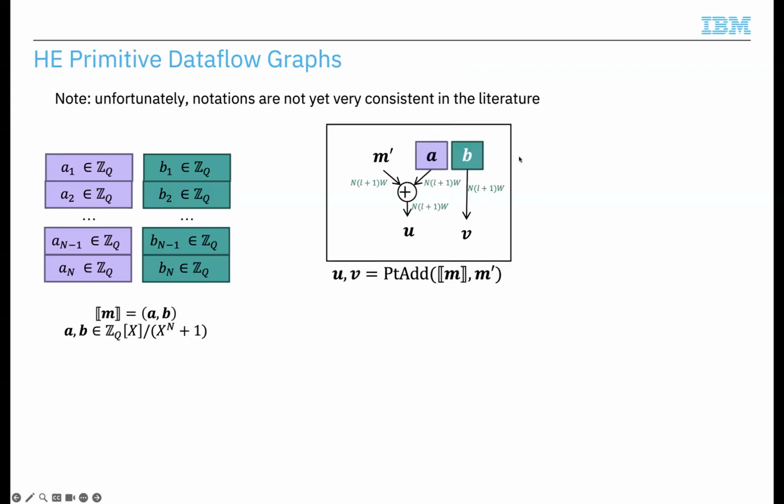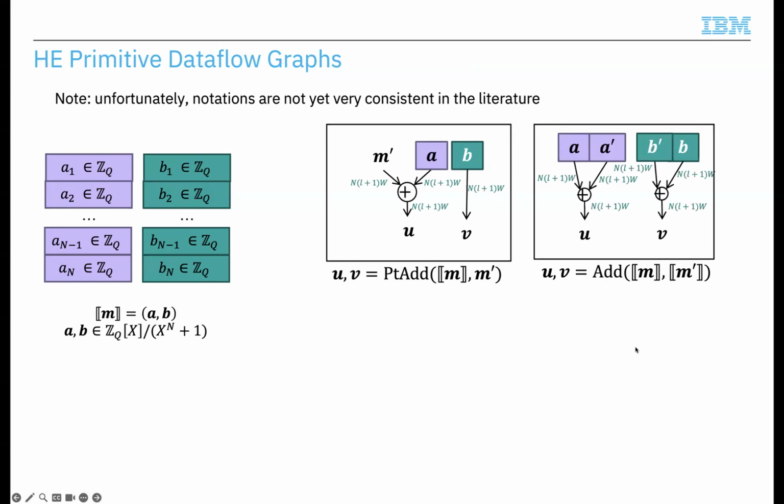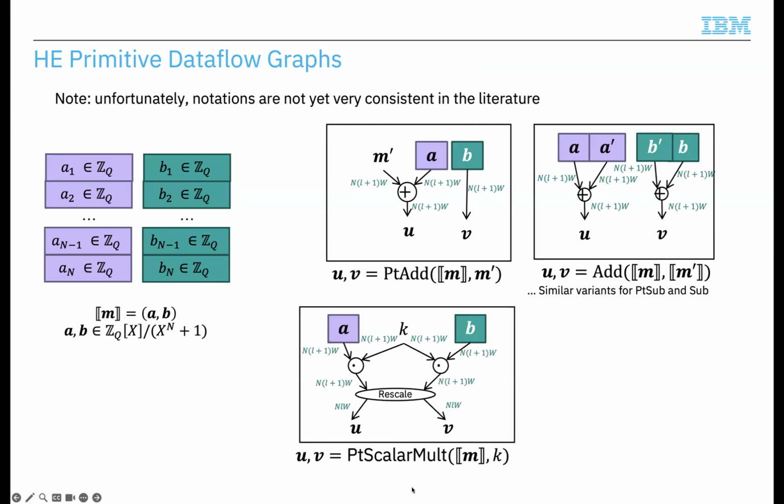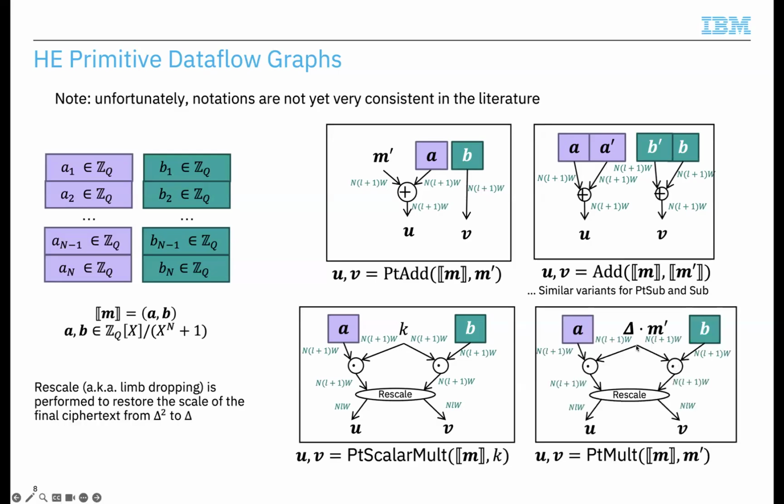Well, you can take a ciphertext, you can add a plaintext to it, which is shown with this M prime. That's the other message. So you can do PT add of a ciphertext with a plaintext. Similarly, you can do ciphertext addition. You can do subtractions. You can do multiplication of a single scalar value with the ciphertext. You can also do multiplication of a vector value with the ciphertext. In this case, there is this rescale primitive that you see. This basically implements the limb dropping that I discussed a few slides ago, but I'm not going to go into too much detail on that today.